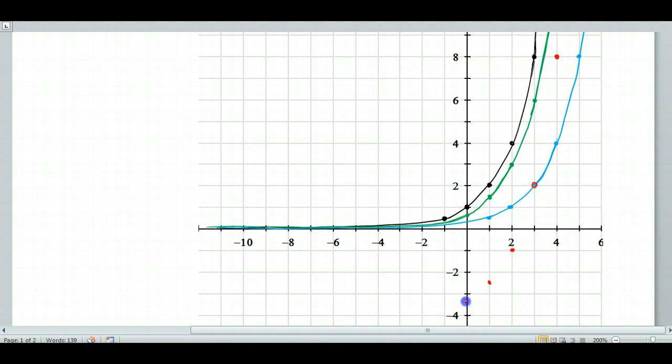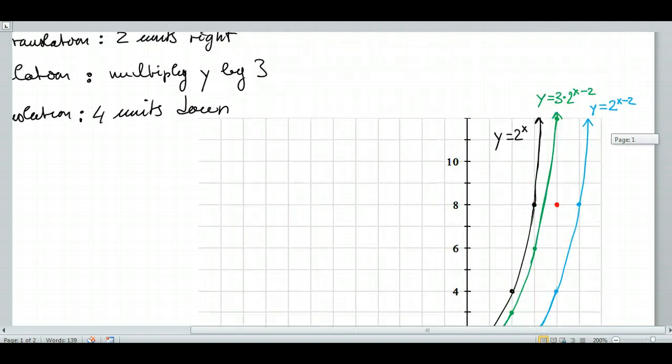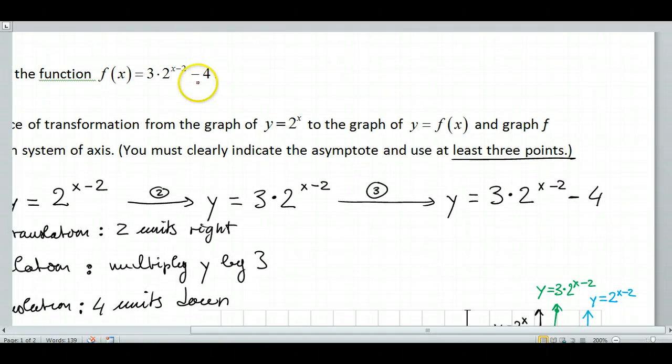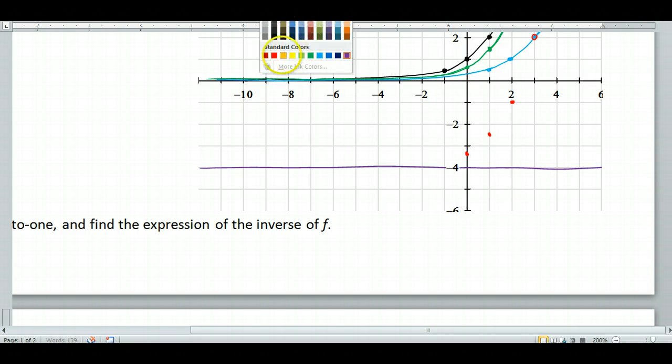So I'm 1.5 above the asymptote, and this one would be somewhere here. But anyway, what's really important for you is to make sure you grab the asymptote. Okay, the asymptote is always okay. We've seen that in class. This is always where the horizontal asymptote is going to be. So it's y equals -4. So let's take purple. Okay, and let's graph.